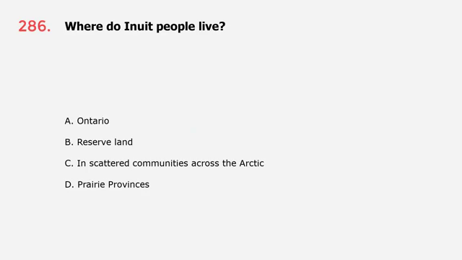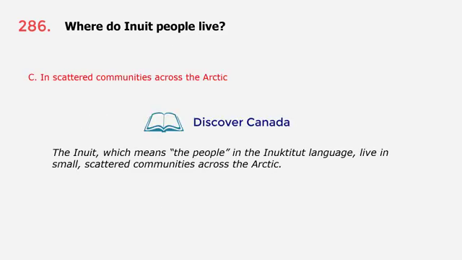Question 286. Where do Inuit people live? A. Ontario. B. Reserve land. C. In scattered communities across the Arctic. D. Prairie provinces. The answer is C. In scattered communities across the Arctic.